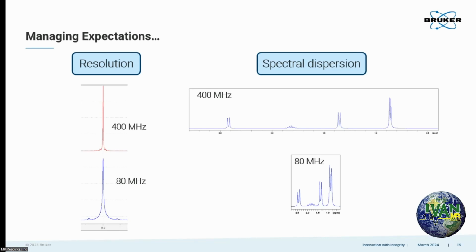A major component to the change in what you see is this change in the spectral dispersion. So we see at 400 megahertz, our peaks have quite a bit of space between them. When we take that to the benchtop, everyone's much closer together. So they're really close neighbors to each other with very little space in between. And so that is the reduction in spectral dispersion that we see on a benchtop.